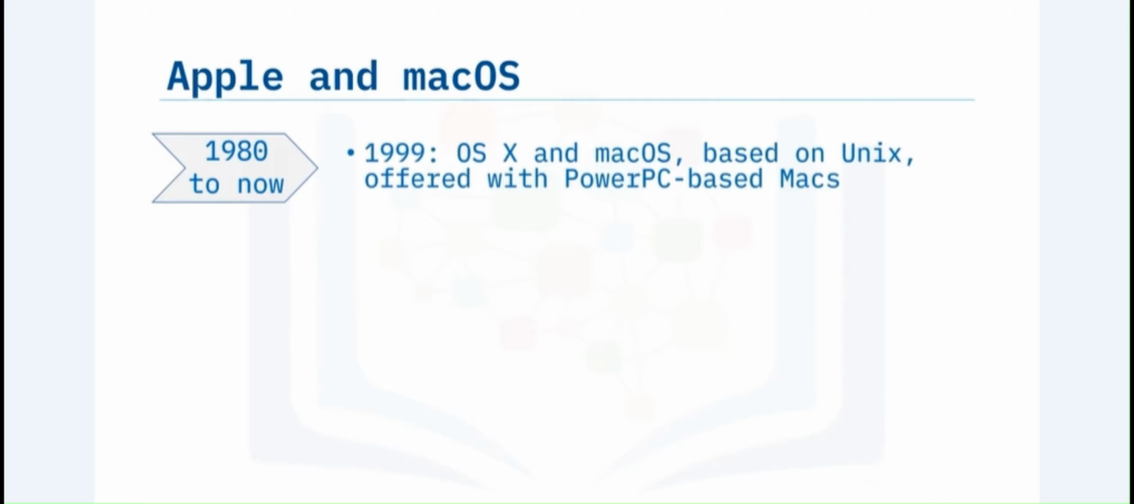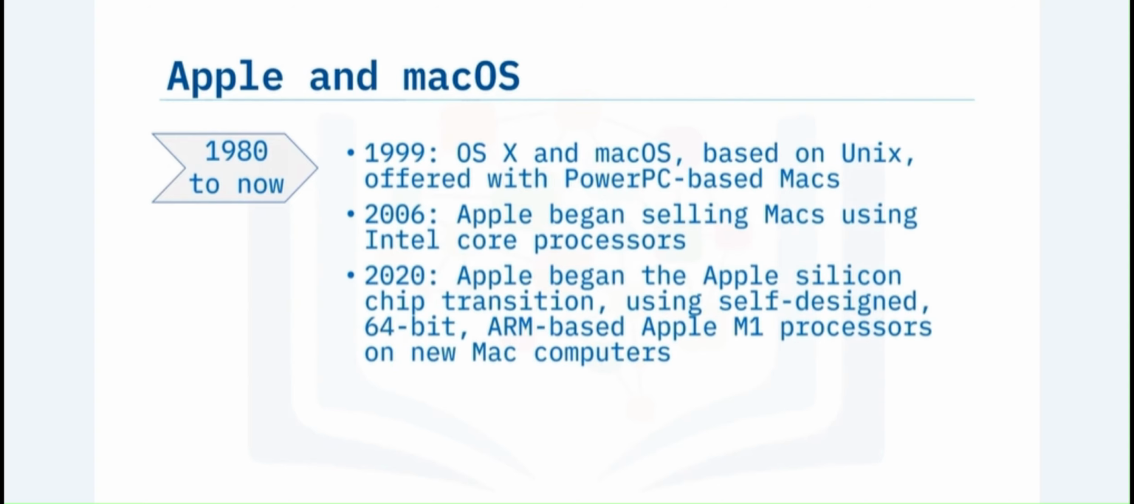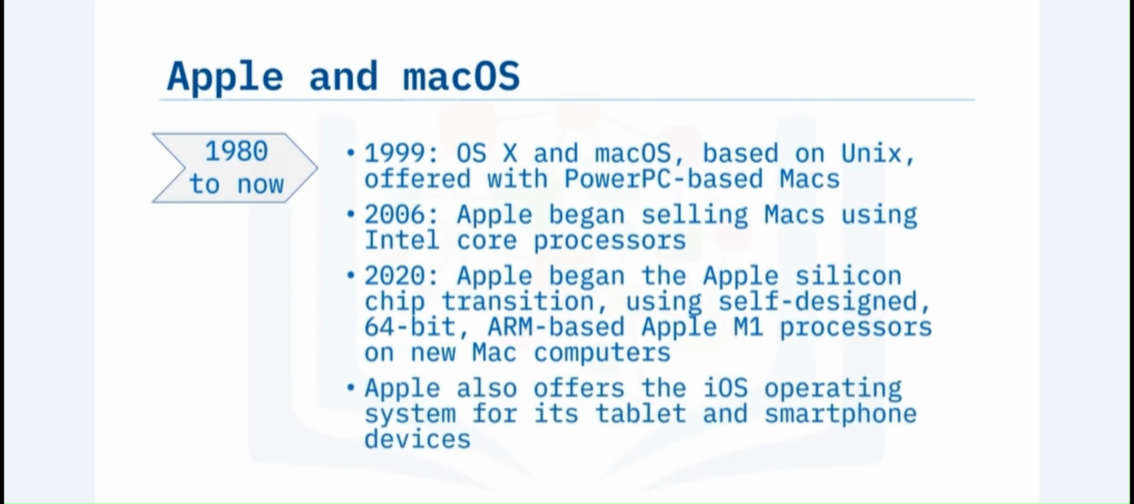Apple, with its OS X and Mac OS based on Unix, began its foray into the operating system market in 1999 with PowerPC-based Macs. In 2006, Apple began selling Macs using Intel Core processors. In 2020, Apple began the Apple Silicon chip transition using self-designed 64-bit ARM-based Apple M1 processors on new Mac computers. Apple also offers the iOS operating system for its tablet and smartphone devices.